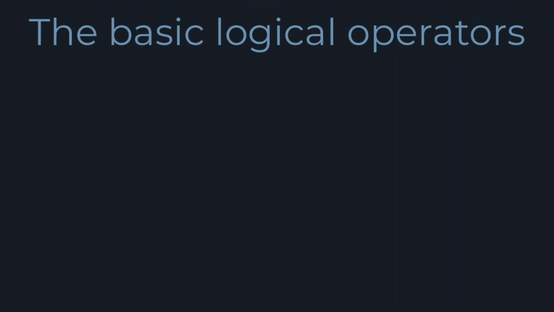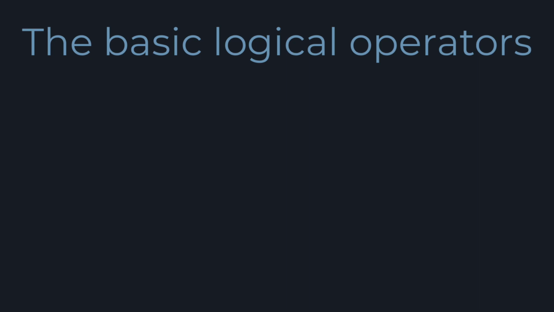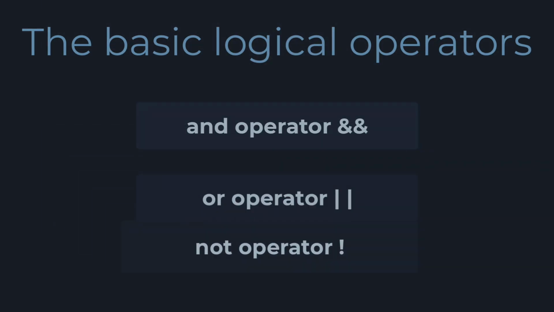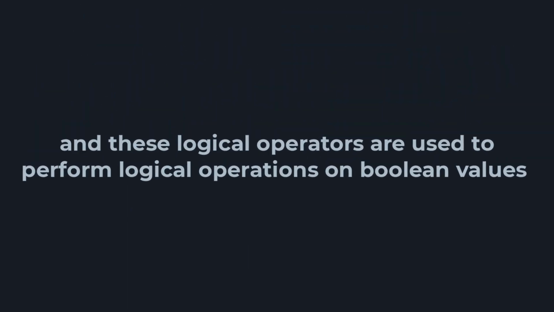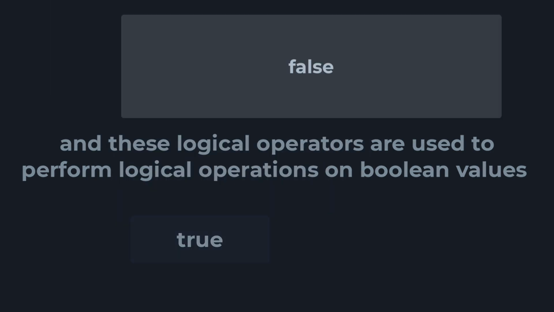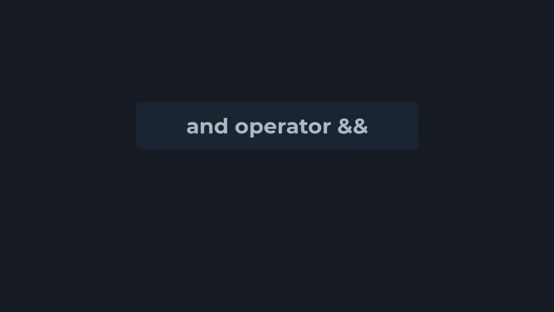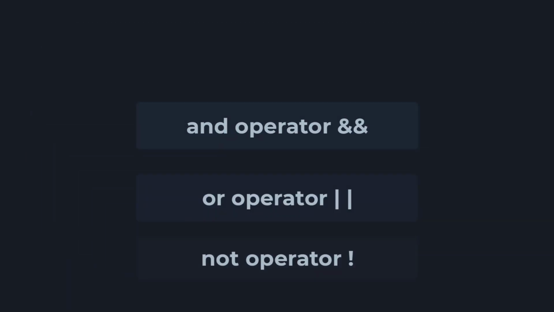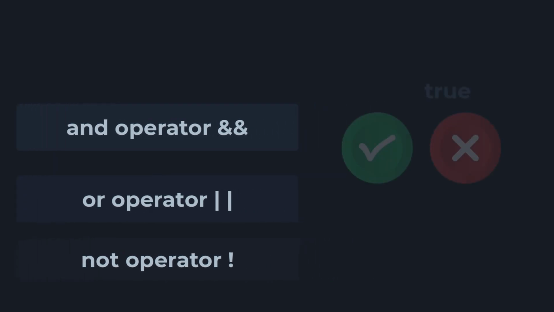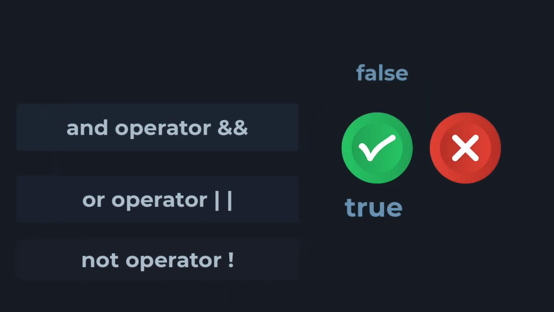The basic logical operators that we have in JavaScript are the AND operator, the OR operator, and the NOT operator. And these logical operators are used to perform logical operations on Boolean values, which are true and false. So when you use the AND operator or the OR operator or the NOT operator in your JavaScript code, you are either getting a true returned to you or a false returned to you. Either of these two Boolean values.